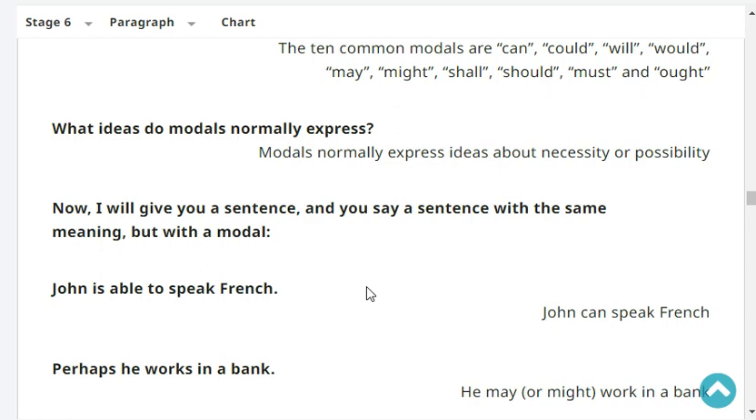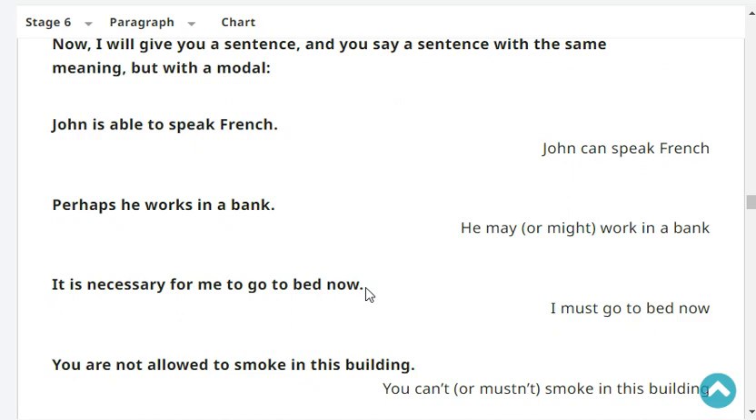Okay, now I'll give you a sentence and you say a sentence with the same meaning but with a modal. Okay, here we go. Number one. John is able to speak French. John can speak French. Perhaps he works in a bank. He might work in a bank. Right?